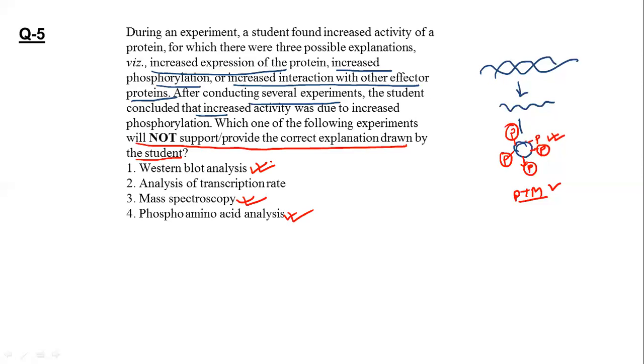But in the case of transcription rate, if you analyze the transcription rate, you will not be able to analyze the protein expression, because you are doing the experiment at the mRNA level. So if you do the experiment at the mRNA level, you will not be able to predict whether post-translational modification occurs or not. So option B, option 2, is the correct answer. Now we'll see the next question.